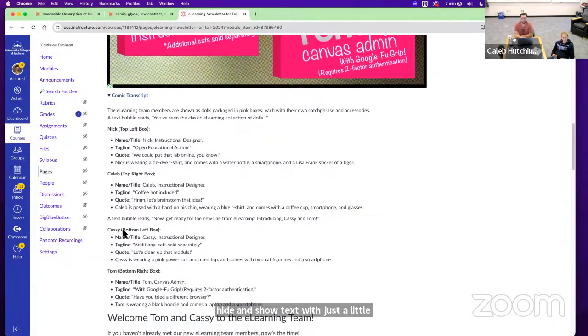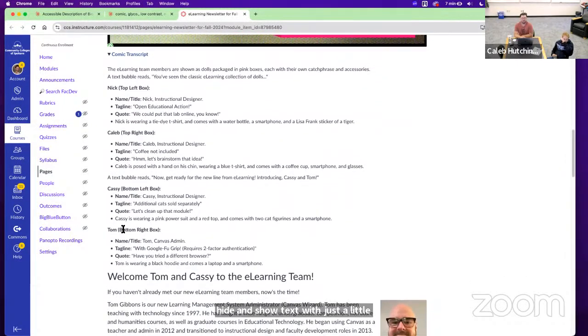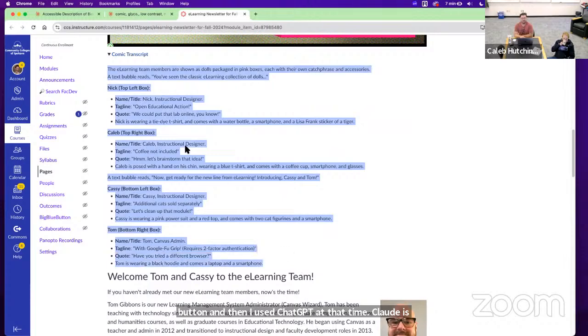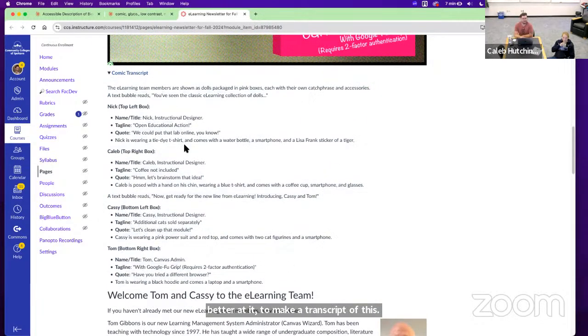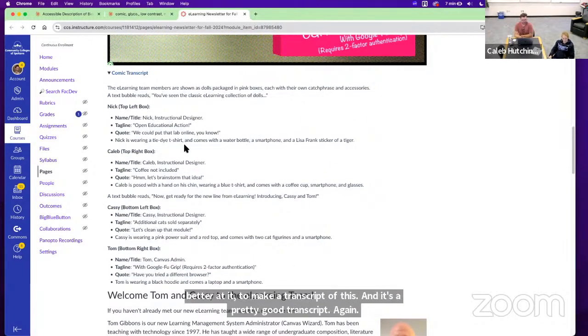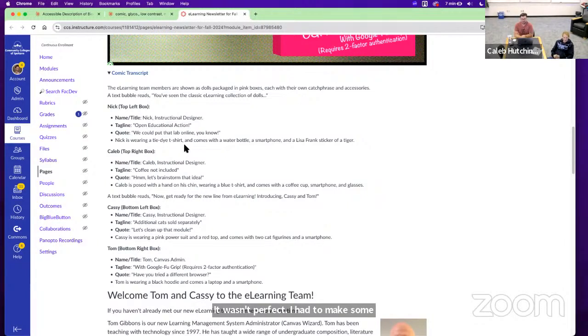And then I used ChatGPT at that time. Claude is better at it. To make a transcript of this, and it's a pretty good transcript. Again, it wasn't perfect. I had to make some modifications. And with ChatGPT specifically, it included some editorializing that I was not comfortable with.